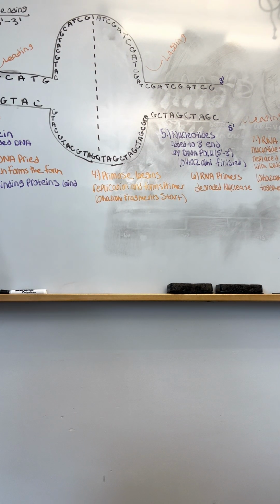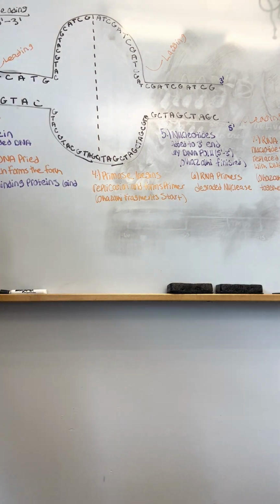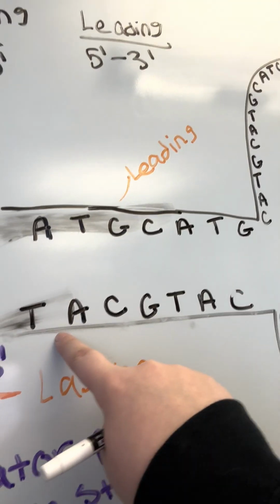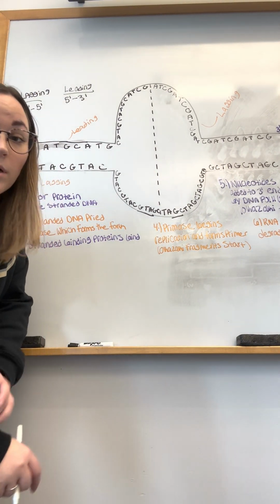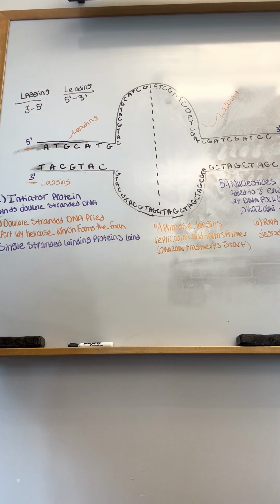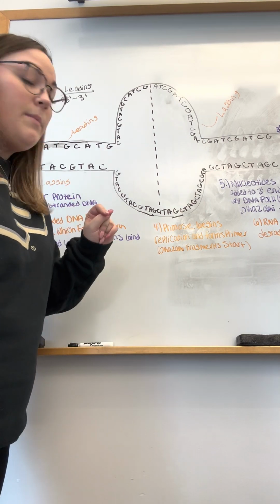And then for step 3, our single-stranded binding proteins are going to bind. I already have them here. So our binding proteins are going to bind to the sequences. Now for a bit of a confusing part from here on out, step 4 is that our primase, which is an enzyme, begins replication and forms a primer.